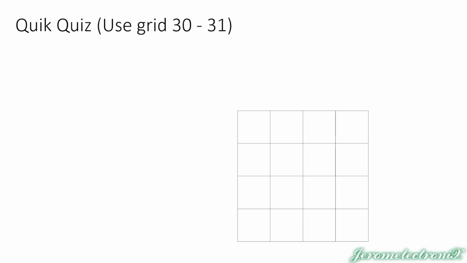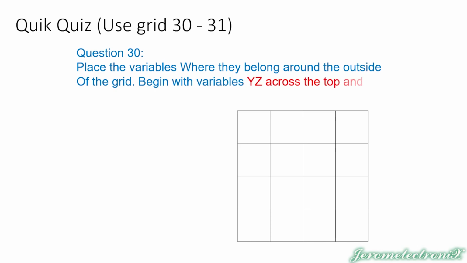Here's another quiz question. This time, question 30. Place the variables where they belong around the outside of the grid. Begin with variables YZ across the top and WX down the side. Pause the video if you need more time.